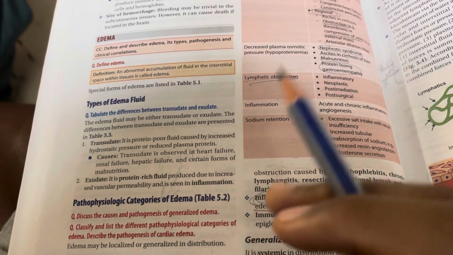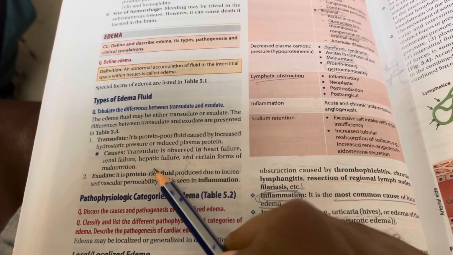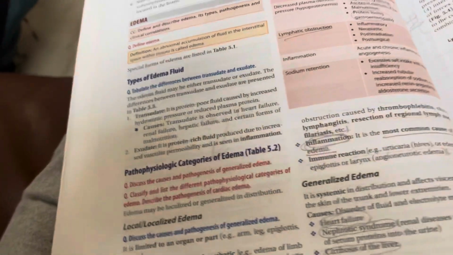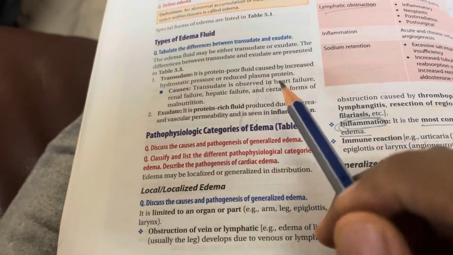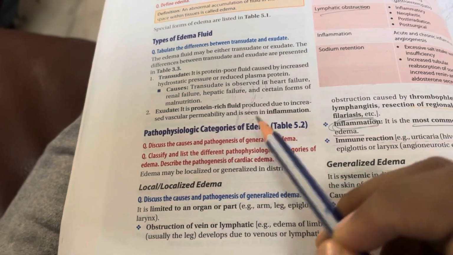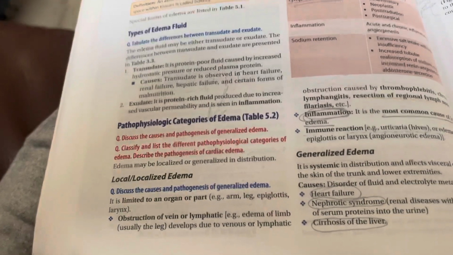And again, the color also you can differentiate. Specific gravity of exudate is more because of proteins. All these factors you can use to differentiate. And the basic mechanism is inflammation in exudate and increased hydrostatic pressure in transudates.